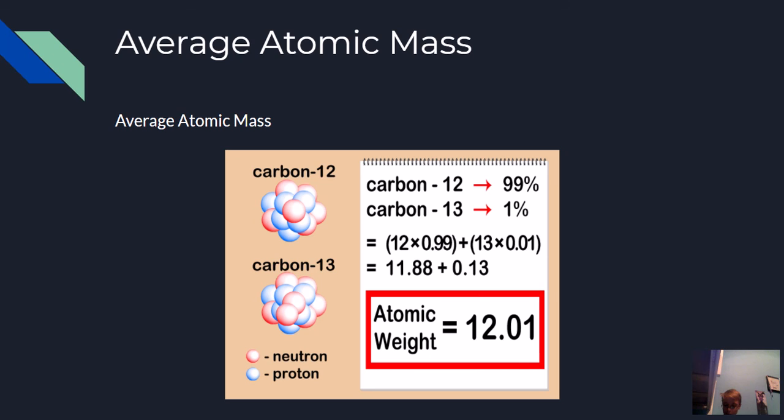Next, we have chlorine 37. Its mass is 37 AMU times 0.2447, because its abundance is 24.47%. That equals around 9.0539 AMU. When you add those together, you get an average of 35.4194, and that's your average atomic mass of chlorine.